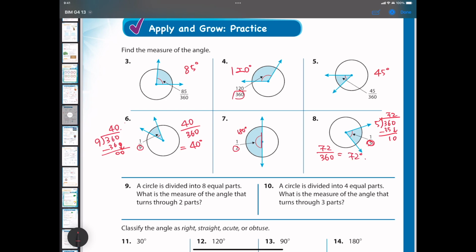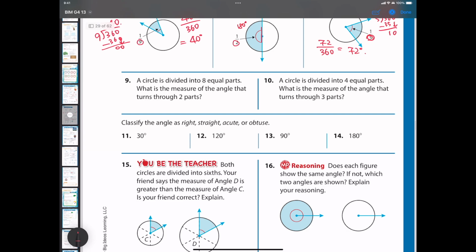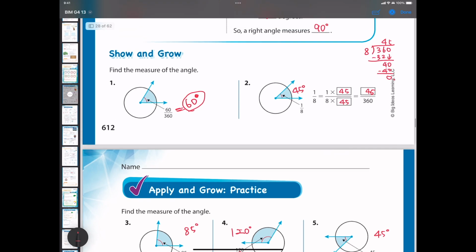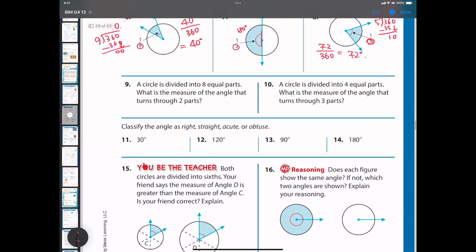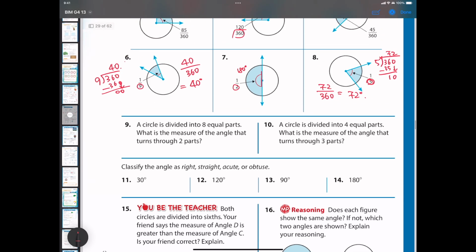All right, so number 9. A circle is divided into 8 equal parts. Oh, I think we did it. Yeah, here number 2. So each piece represents what? 45 degrees. But let's take a look. We didn't read the question thoroughly, so let's read it. A circle is divided into 8 equal parts. What is the measure of the angle that turns through 2 parts?